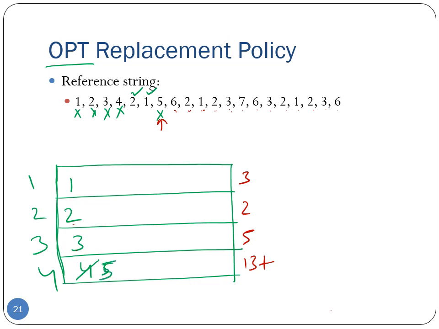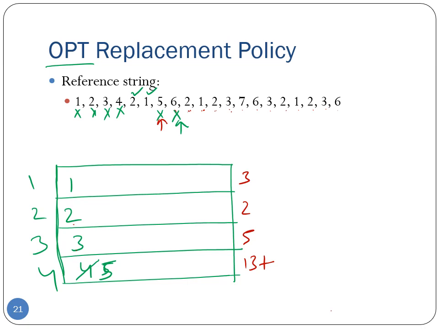Next we have 6, which is also not present in the cache, so this is going to be a miss. Now again we have to do the same exercise. To bring in 6, we have to evict something. So we look in the future for all of these 4 candidates, and the one that is accessed farthest in the future will be replaced.